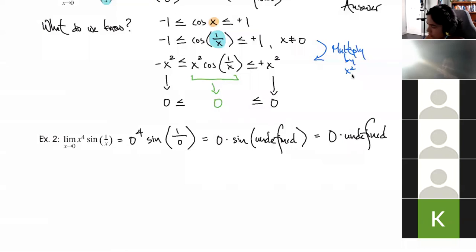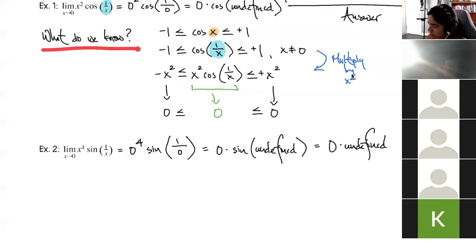Squeeze in the sine function. Yeah, we could start with the same question. What do we know? Last time we saw cosine and we were like, oh, thank goodness, cosine is between -1 and +1. And check out what we have here. We have sine. And so we can actually start the same way. We can say -1 is between sine of x and +1, so sine x is squeezed between -1 and +1.